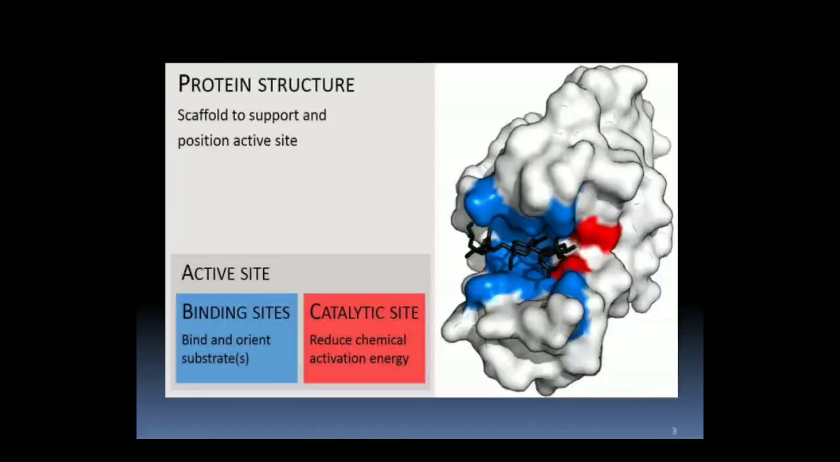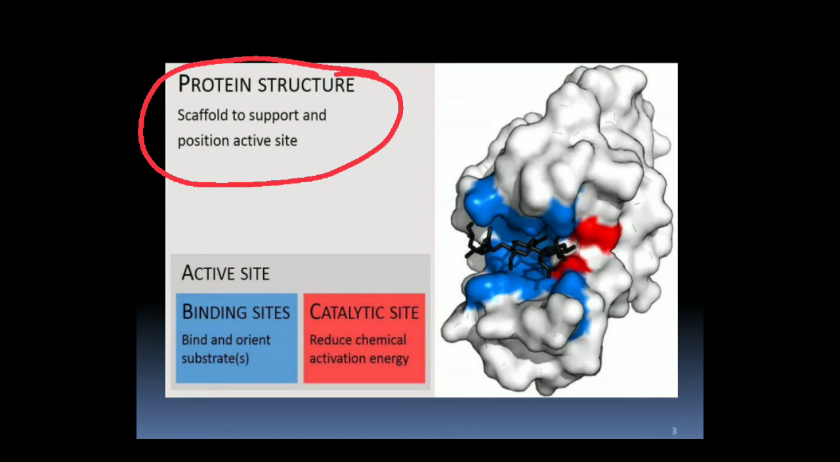Okay, so here you can see I'm trying to give you a 3D structure of the enzymes. There are three colors which have been used. One is gray. The gray color shows the scaffold of the protein structure, which is the scaffold to support and position the active site.